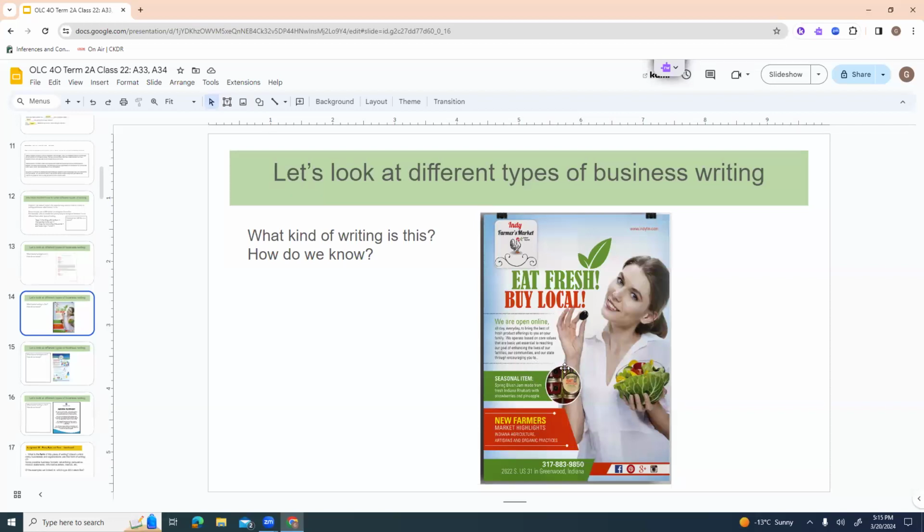that's funny, it kind of drops off there and suddenly says seasonal item and talks about the jam. I think somebody forgot a word there or something. Anyways, what kind of writing is this? It's clearly an ad, right?